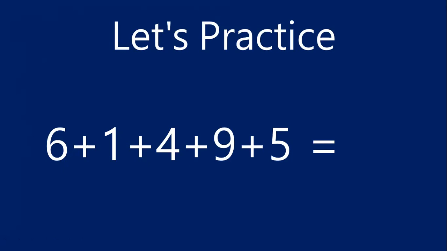Okay, did you get the answer? Let's work through it together and see if you got the right answer. Let's start with our 6 and think, what's my complement of 6? 6 and 4 make 10. There's one set of 10. Let's move to our 1. 1 and 9 make 10. There's 2 sets of 10. I'm left with a 5. So now I can quickly mentally add 10 plus 5. And I know the answer is 10, 20, 25.